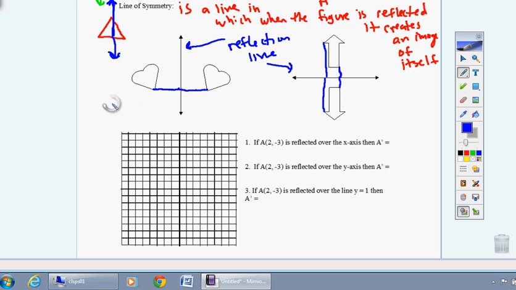So if this was our original image, we would call this our pre-image, and this would be called our image.